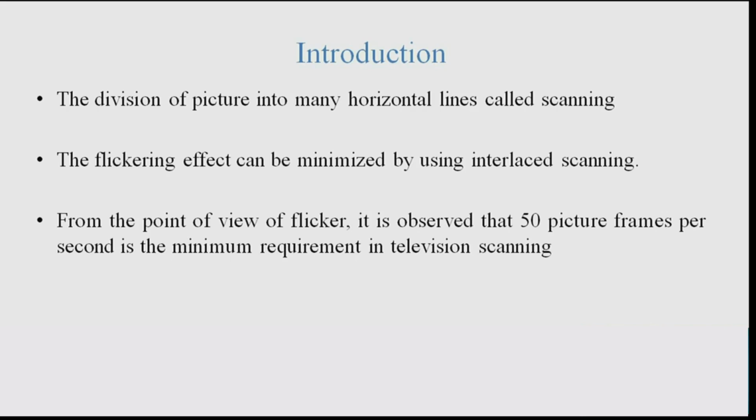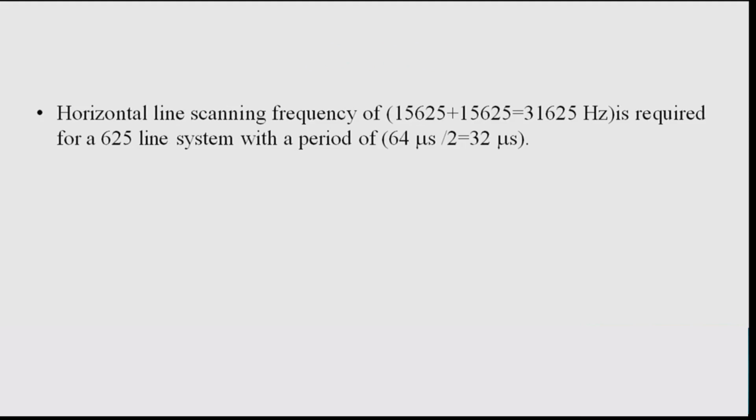The flickering effect can be minimized with the help of interlace scanning. And to avoid this flickering, we use interlace scanning, and the minimum picture frames per second requirement is 50. The horizontal line scanning frequency is required for a 625 line system with a period of 64 microseconds divided by 2, which is equal to 32 microseconds.